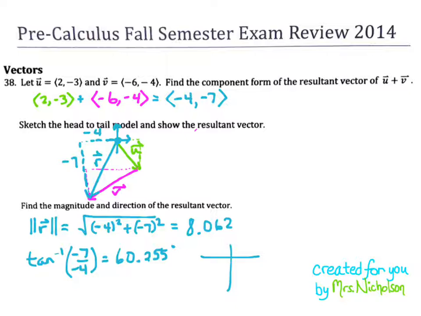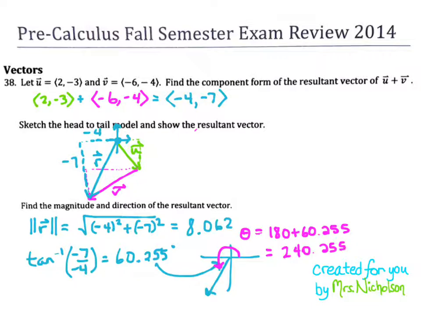Let me draw another picture here. Here's my resultant vector. The 60 degrees, that's this angle right here. That's the reference angle for the direction of my vector. The angle that I want is this angle. That's theta. And that's going to be equal to 180 plus the 60.255 that we figured out. So the direction of my resultant vector is actually 240.255 degrees.